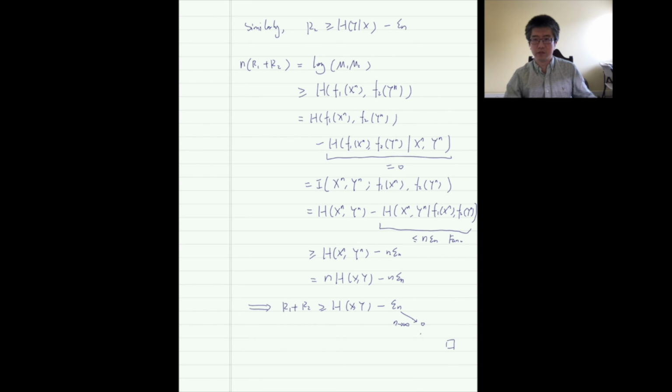You can see the converse is relatively straightforward, but in general, in network information theory, the converse is extremely challenging. We need lots of tricks to do that because the network is more complex. Okay, great. So this is the very end of this lecture.